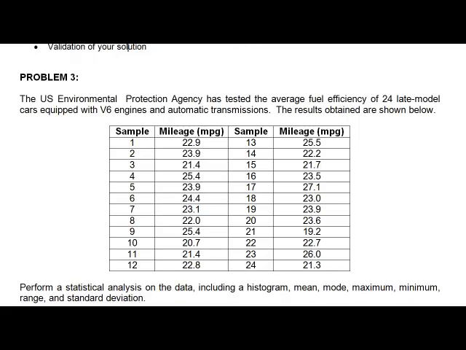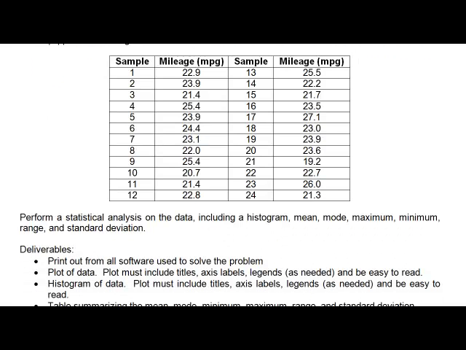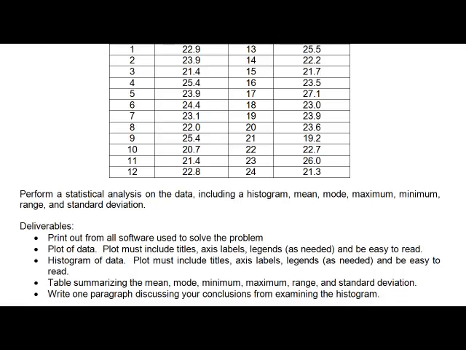Problem 3 is a statistics problem, where you have a histogram, mean, mode, maximum, minimum, range, standard deviation. I'm thinking this one should be a cinch to do. The deliverables: a plot of the data. Again, a proper engineering plot, just plotting the data points so you can see how they vary. A histogram of the data, and a table summarizing the statistics on it. Mean, mode, minimum, maximum, range, standard deviation.